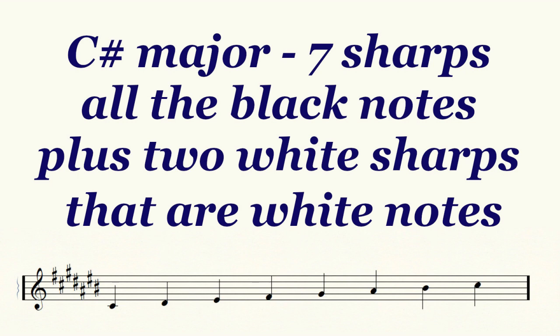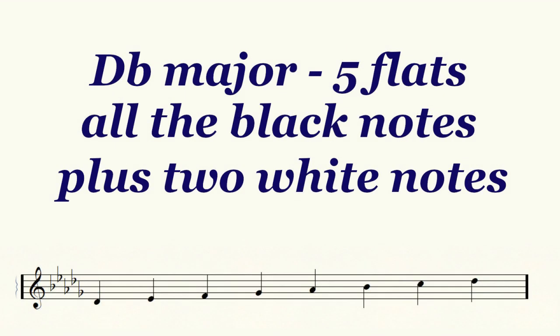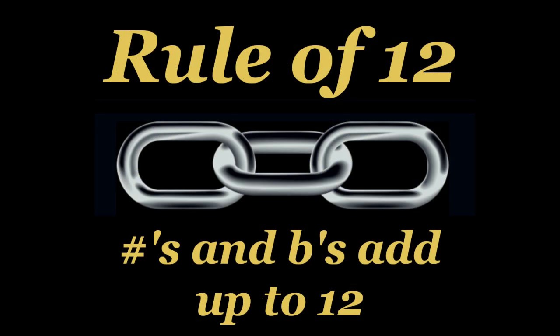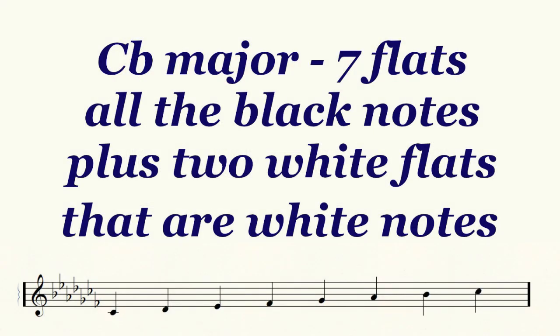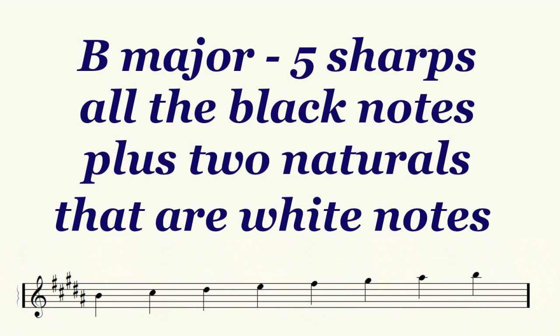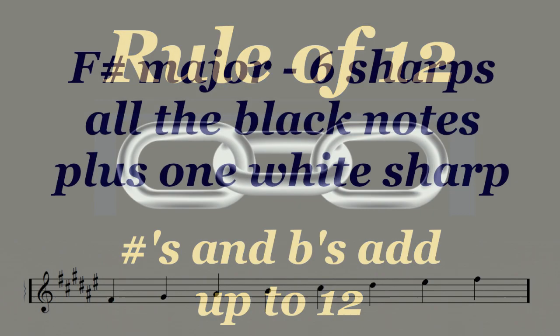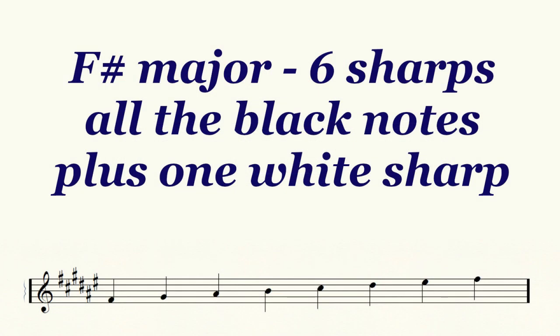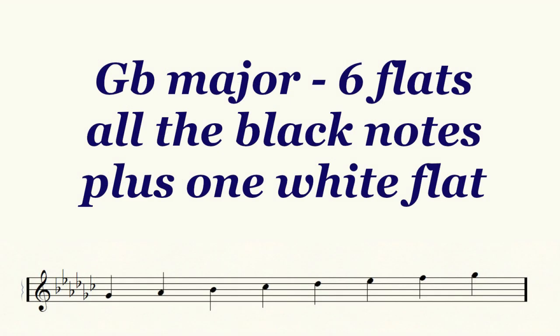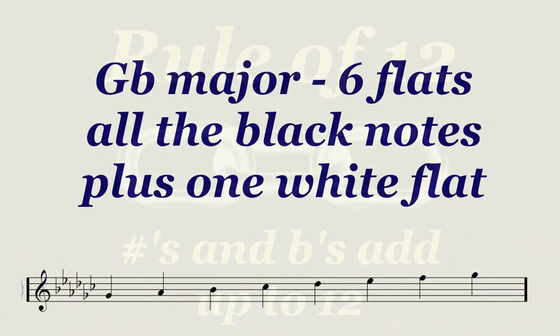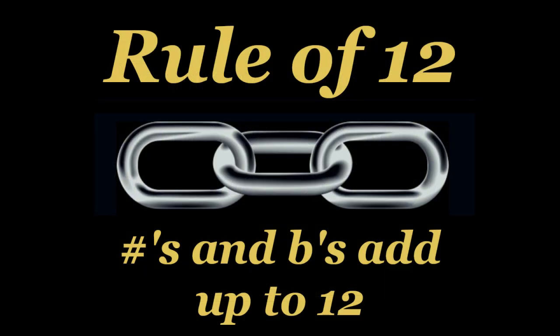C sharp major has 7 sharps, and the key of D flat major has 5 flats, so 7 and 5 is 12. C flat major has 7 flats, and the key of B major has 5 sharps, so once again 7 and 5 is 12. Finally, F sharp major has 6 sharps, and G flat major has 6 flats, so once again the total is 12.